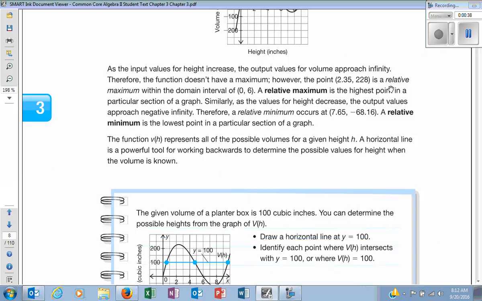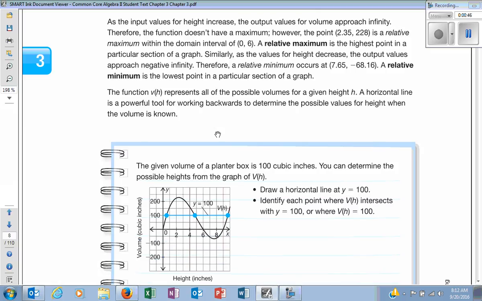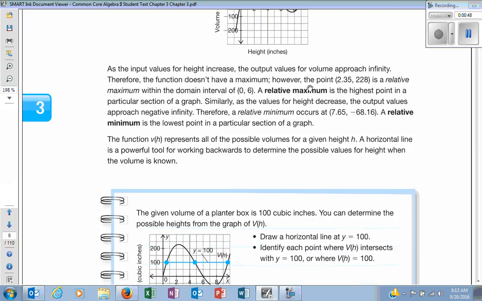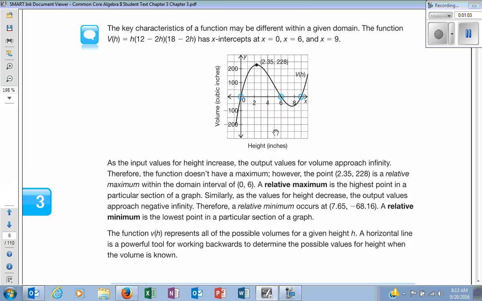So right here, we should be at this page, and it says relative max and relative min. Relative max is the highest point in a particular section of a graph. Therefore, relative minimum is the lowest point in a particular section of a graph. So, do you guys see these graphs right here? Do you see this graph right here?